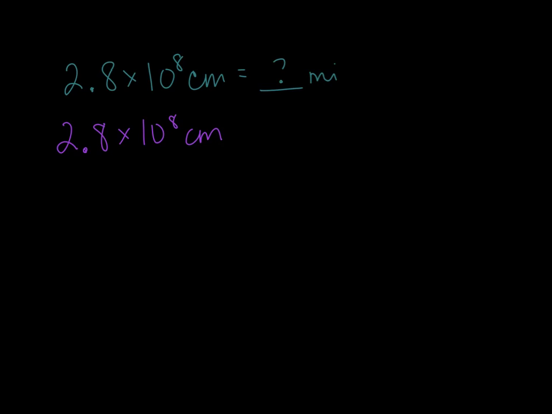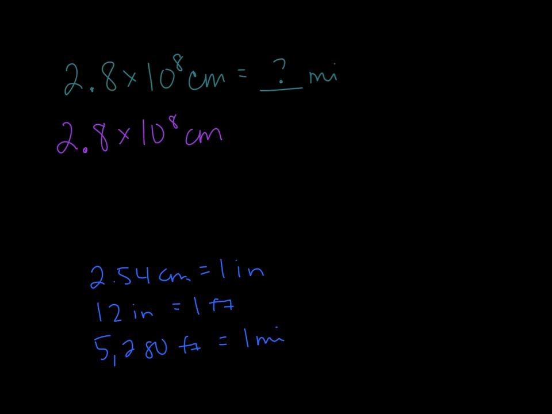So I know that I've got 2.54 centimeters in 1 inch. And then I've also got 12 inches in 1 foot. And then I've got 5,280 feet in 1 mile. All right. So starting out, since I've already written this down up here, right, what unit has to go on the bottom? Centimeters has to go on the bottom to get rid of the centimeters on the top.